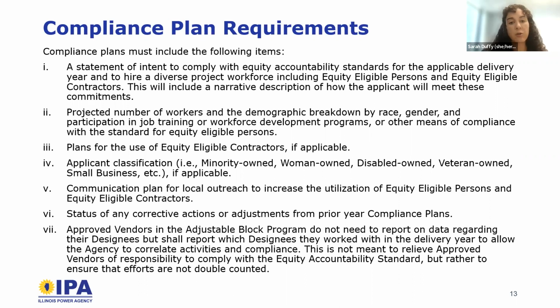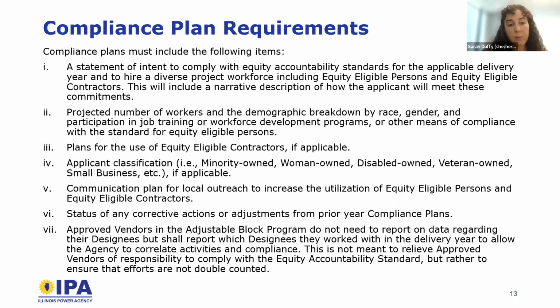Some of these attributes are really for our data collection and tracking purposes. If an applicant is in one of those classified businesses, that does not necessarily mean that they are an equity eligible contractor. So I just want to flag that because there is some data collection that is not directly related to the attributes that would qualify someone as an equity eligible person or an equity eligible contractor.